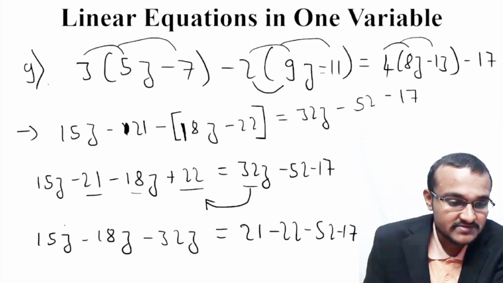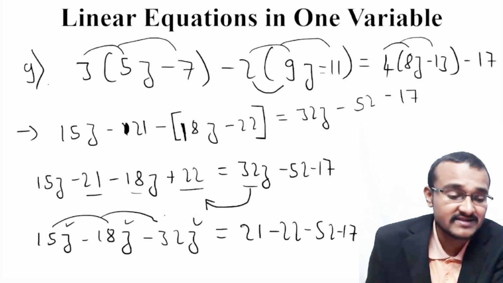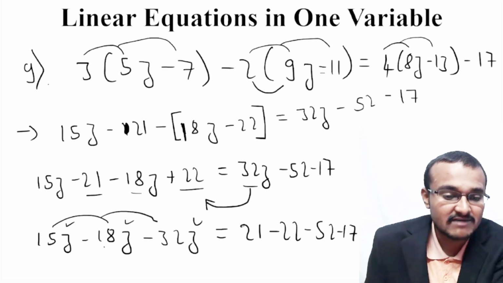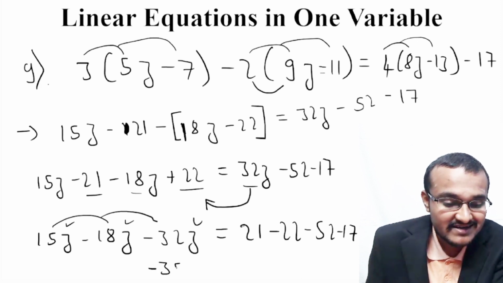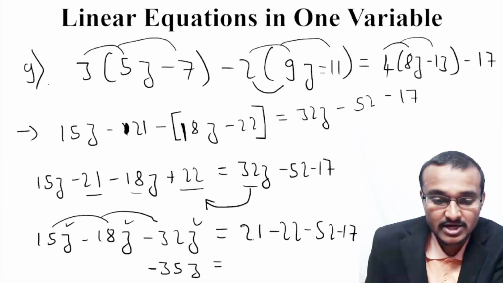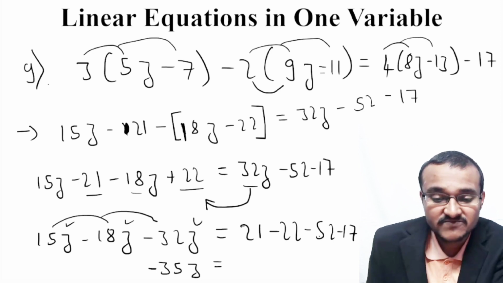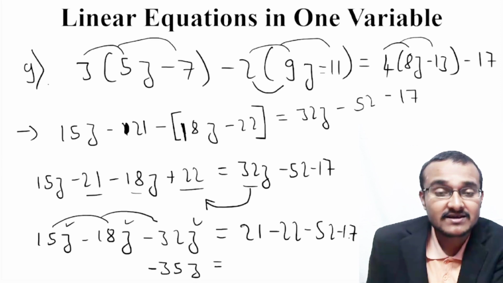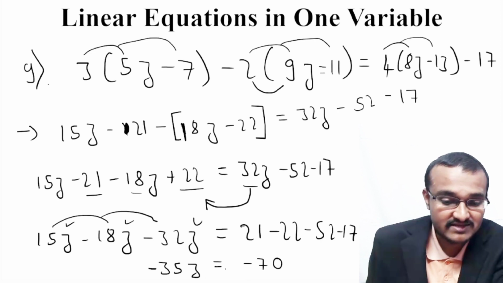Now if you solve this, you have the same variable for these three terms. So you can add and subtract these three terms. So 15 minus 18 will become minus 3. Minus 3 minus 32 becomes minus 35. z will be common. Here also you can do the addition and subtraction of these numbers. 21 minus 22 will become minus 1. Minus 1 minus 52 will be minus 53. Minus 53 minus 17 will be minus 70. So here the answer is minus 70.